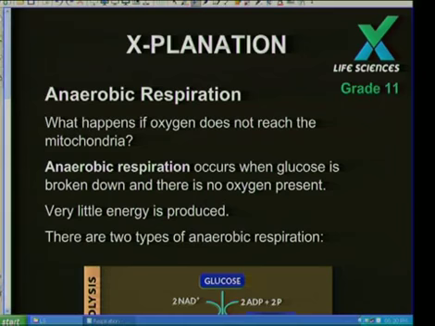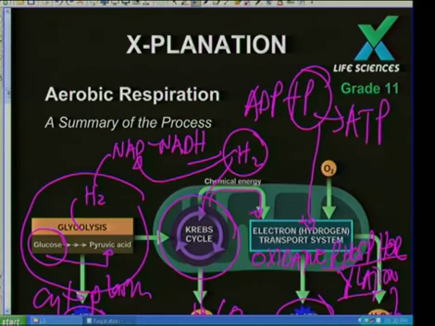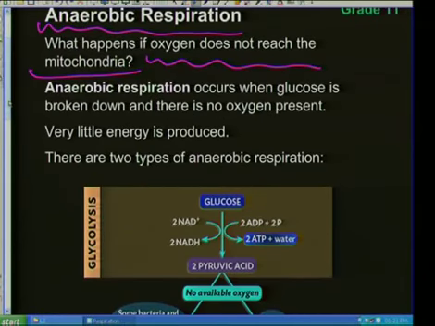Now let's look at what we're actually talking about there. Anaerobic respiration. So the question is, what happens if oxygen does not reach the mitochondria? Remember we said, let's go back. We always go back to our slides. There's the oxygen there. Came into the mitochondria for oxidative phosphorylation to take place. Now what happens if this oxygen did not reach there? Anaerobic respiration occurs. So glucose will still be broken down, but if there's no oxygen, then anaerobic respiration will take place.